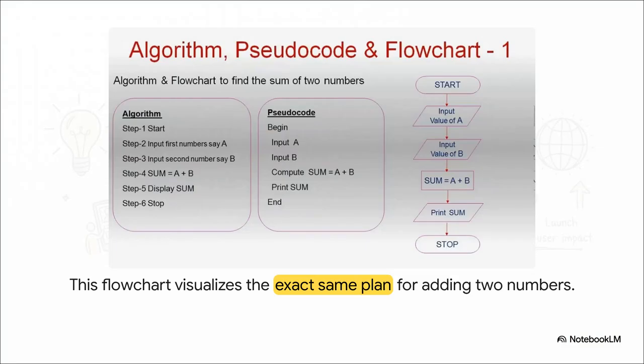All right, so let's put those symbols to work. Here's that exact same plan for adding 2 numbers, but now it's a flowchart. You can literally follow the arrows from the start oval, see the input steps, watch the sum happen in the process box, see the result get printed, and finally arrive at the stop oval. Same logic, just in a visual format that's super easy to follow.